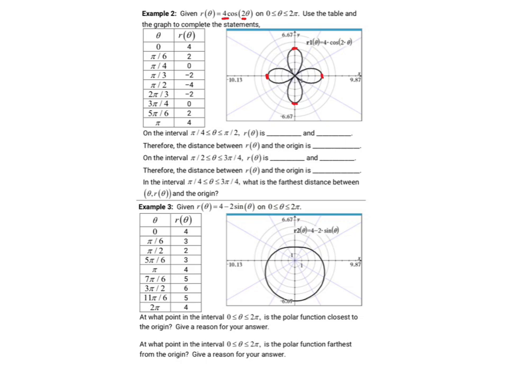On the interval from pi over 4 to pi over 2, r of theta is, let's say, negative and decreasing. So what's happening to the distance it is from the origin? It's increasing. How do I know? Because both signs match. The distance from the origin is increasing.